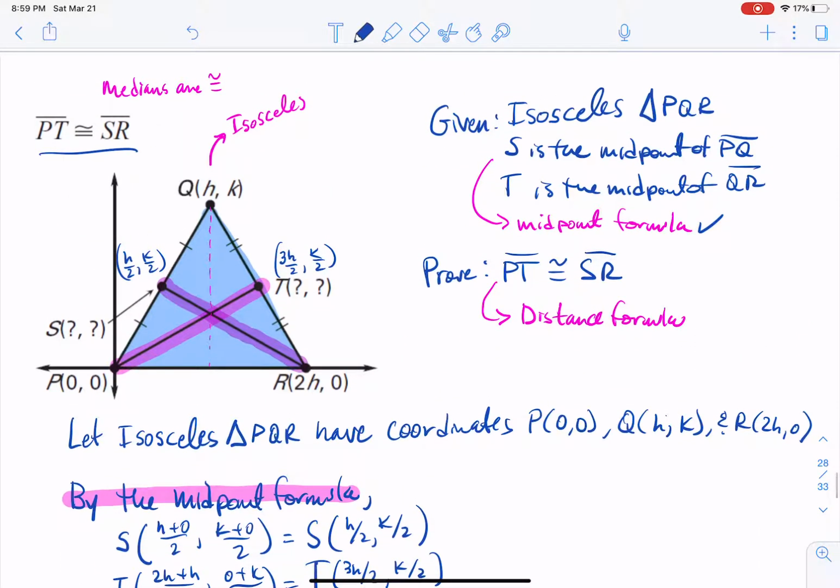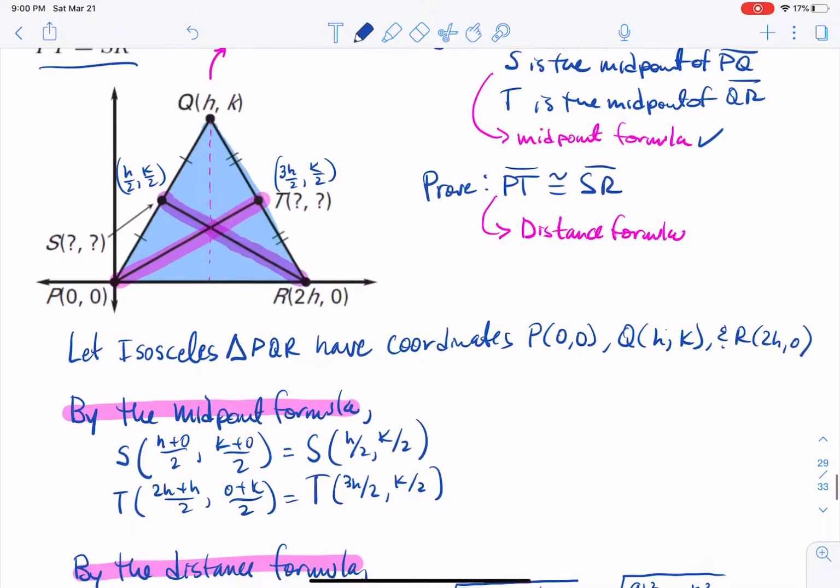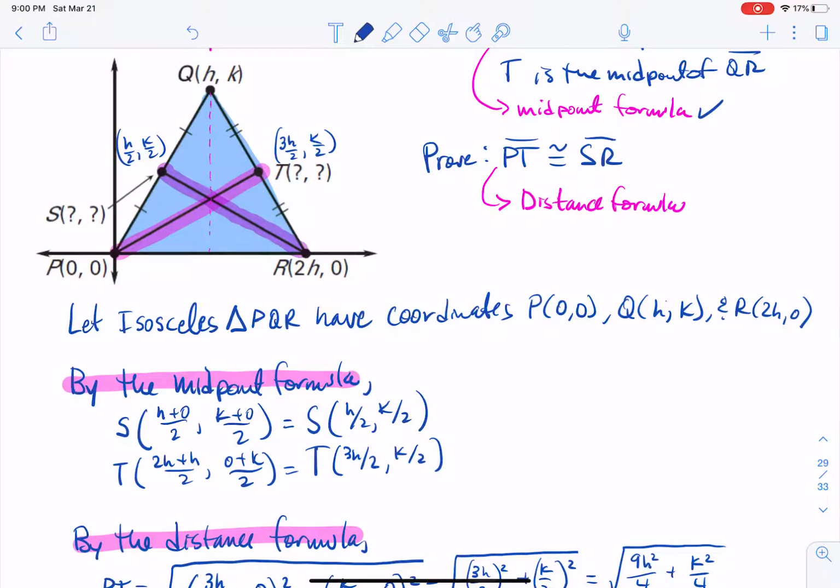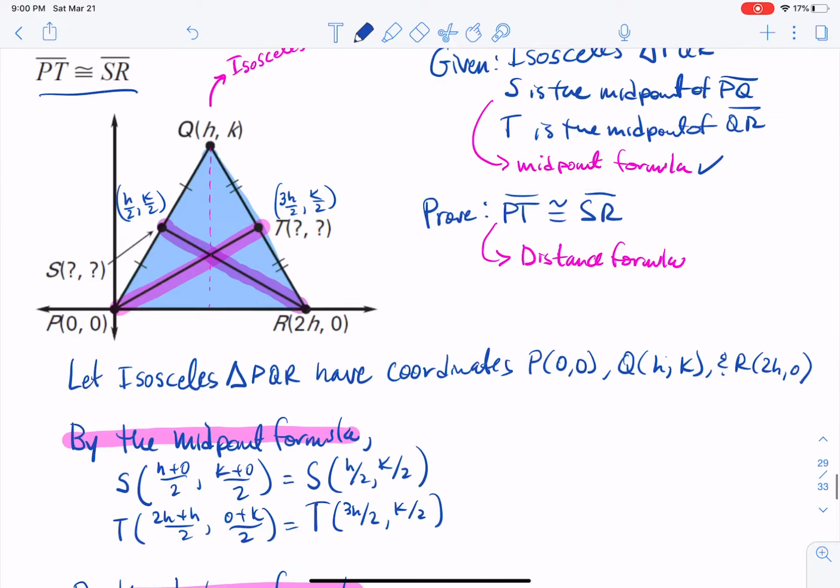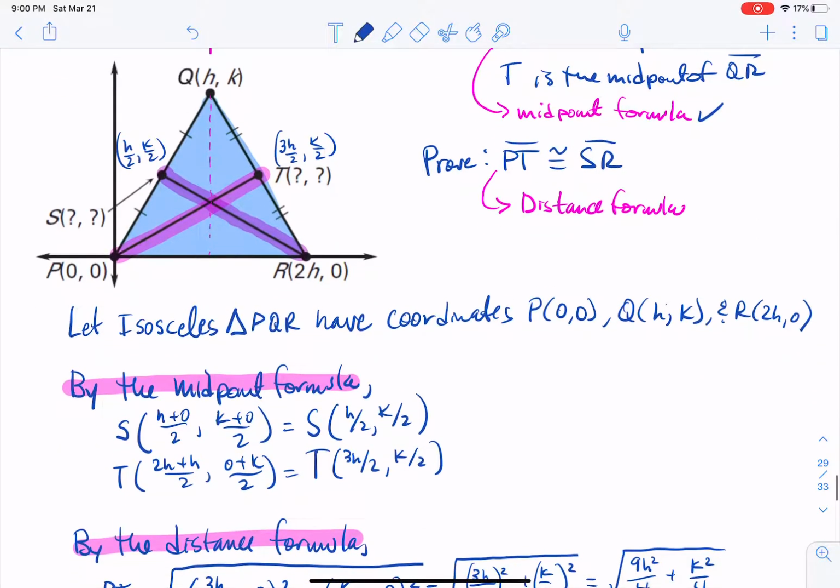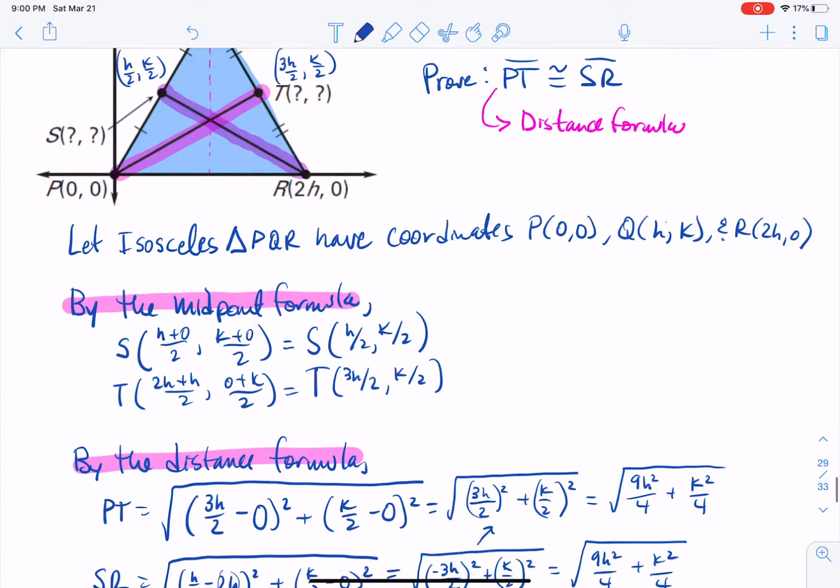We have generic coordinates for vertices and for midpoints. We just used the midpoint formula in order to find the coordinates for the points S and T. And then we used the distance formula in order to show that those two particular segments were the same length, that they were congruent to each other. Now, this one could have been made easier. I mean, it was okay, but it could have been probably twice as easy if we didn't have fractions.